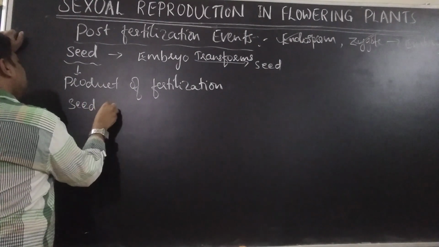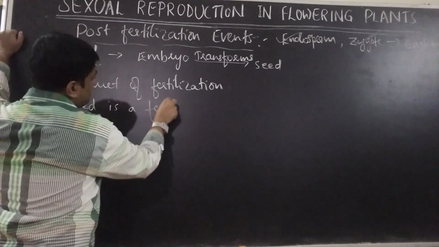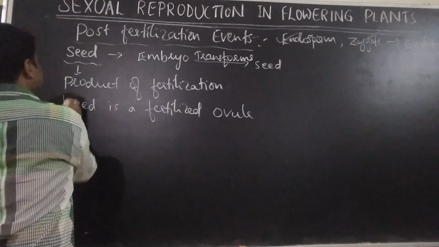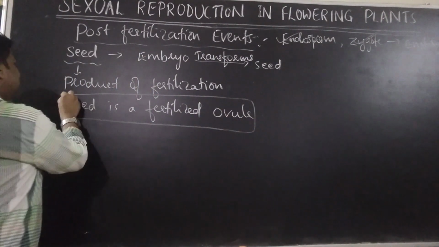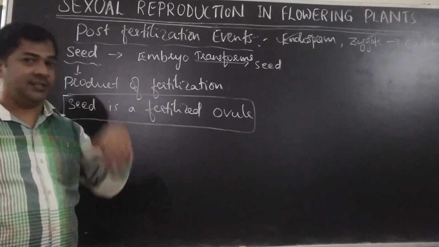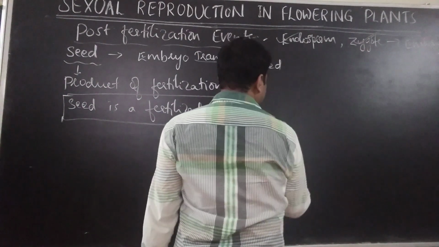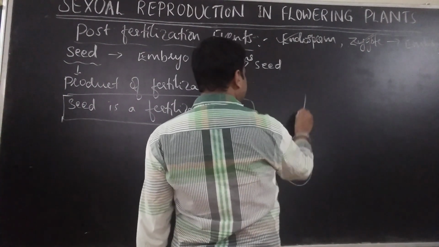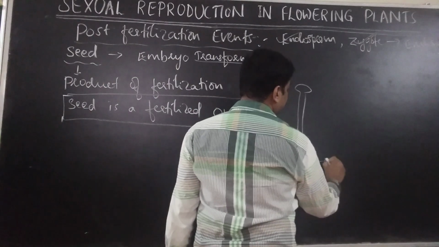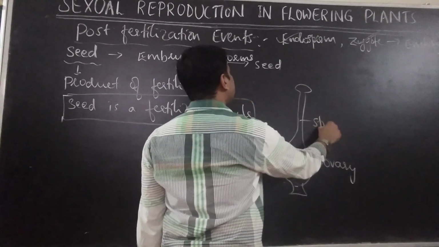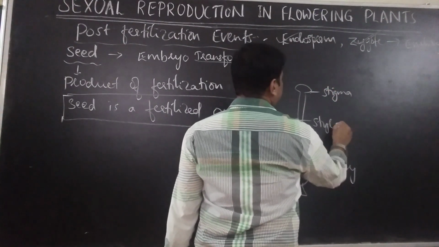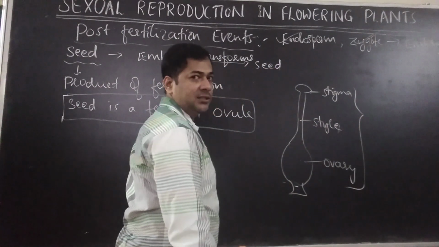Seed is a fertilized ovule. Beautiful sentence. I like this sentence because we know that ovule after fertilization becomes a seed. If you remember, this is a gynoecium, that is the female reproductive part. If you remember, this is the ovary, this is style, and this is stigma. Together this part is called gynoecium or pistil.